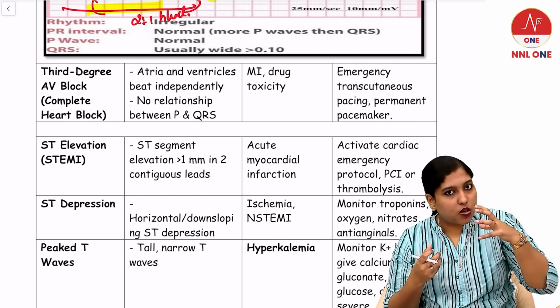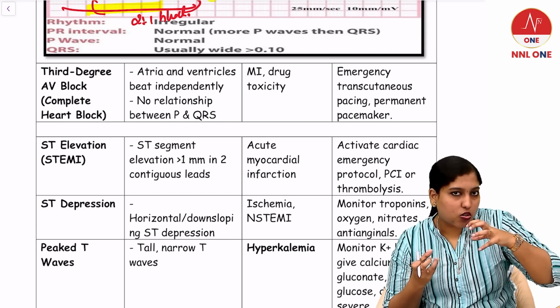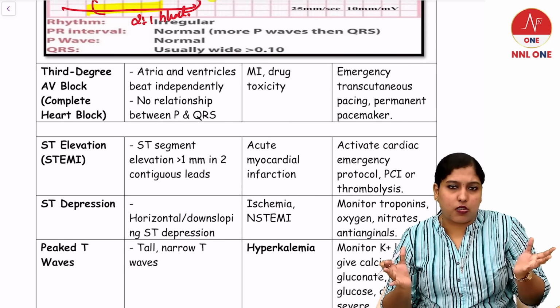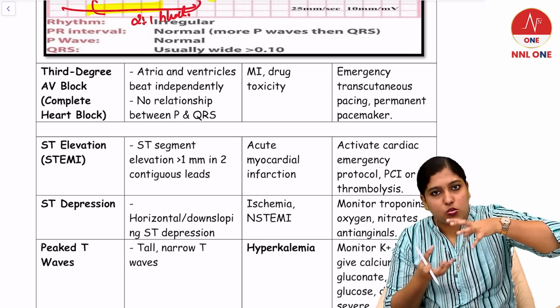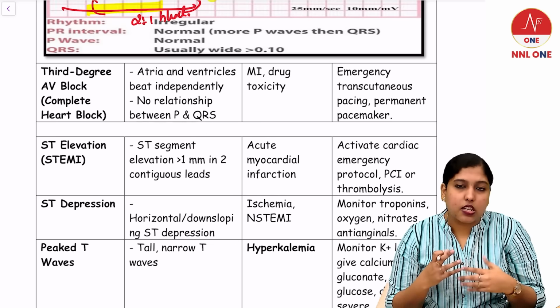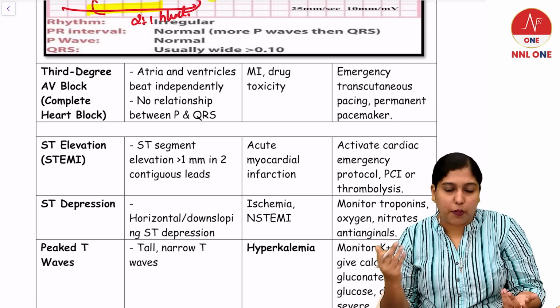So what happens? Atria will contract on its own, ventricles will contract on their own, right? So this in turn causes no association between the contractions. Everything should be happening synchronously, right? Everything should happen synchronously. In this case, there is no synchronization happening.